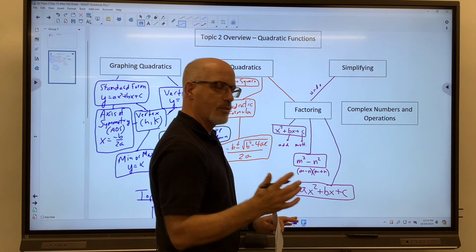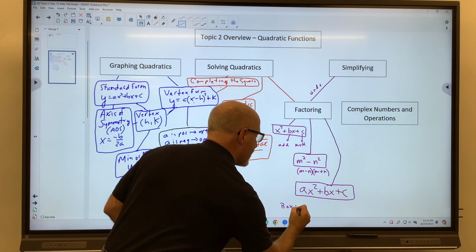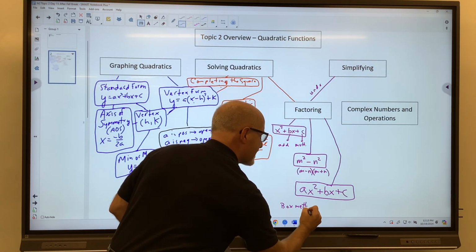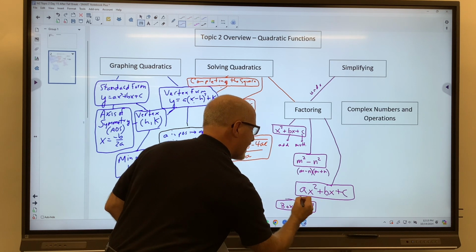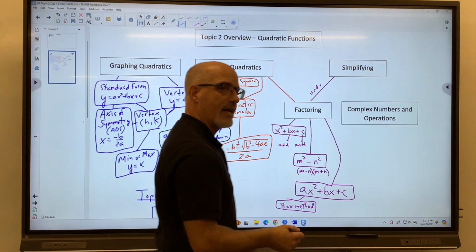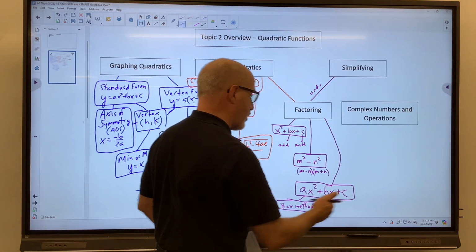There's 2 techniques we used for that. We used the box method. That's where it was kind of an organized guess and check. You put the numbers in the box, you try it. If they work for the middle term to add up, then you've got the answer. If it doesn't work, you try a different one, but keep it organized.